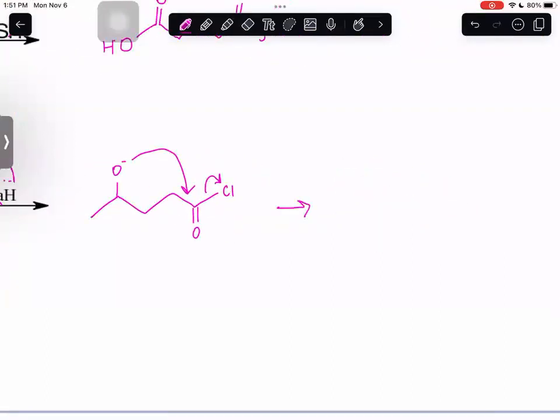How are you gonna form? Intraplate. Yes, we got it. That's it. Great job. Okay, any questions so far in the reaction?